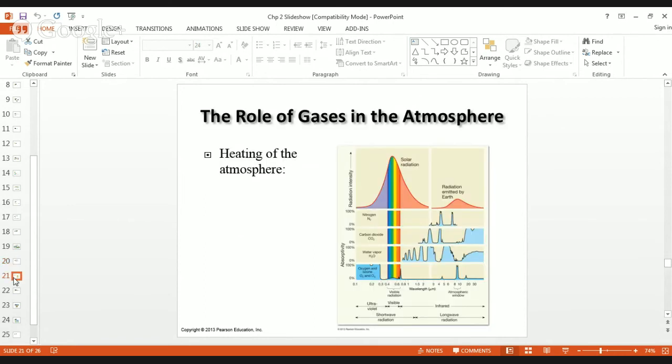Heating of the atmosphere. One of the things that we can look at with Planck's work, with absorption, with Wien's work, is an amazing consequence of our sun and the visible radiation.